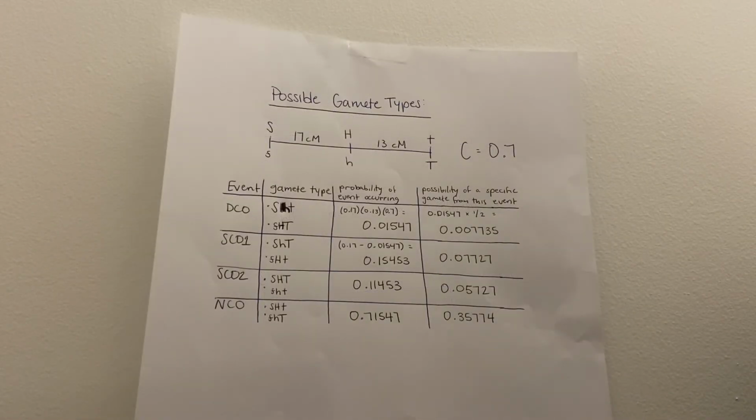I have drawn out a chart to calculate the probability of the 8 gamete types Ruby can create. The 4 different events that can occur on the chromosome to create gamete types are a double crossover, a single crossover at R1, a single crossover at R2, and no crossover at all.